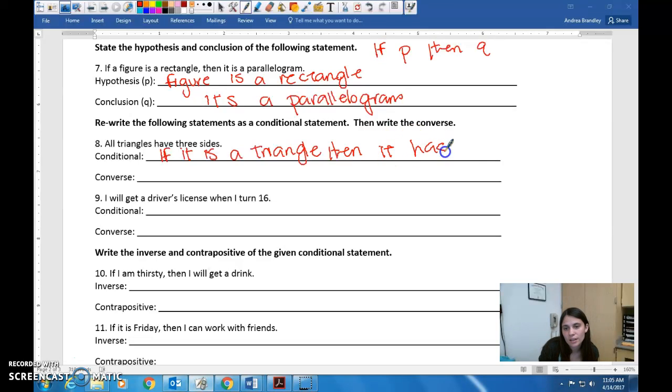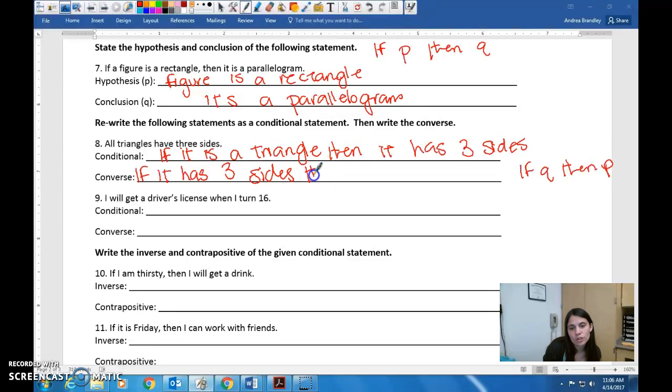If P, then Q. Our converse changes to if Q, then P. So we're going to start with if it has 3 sides, then it is a triangle.